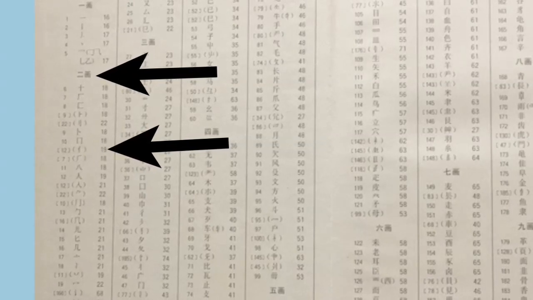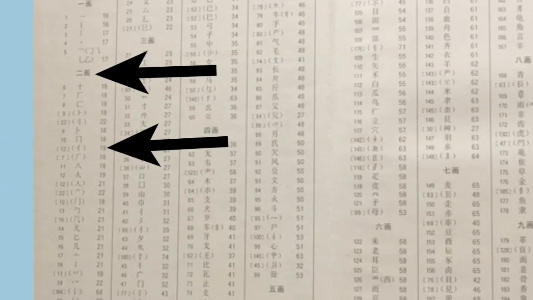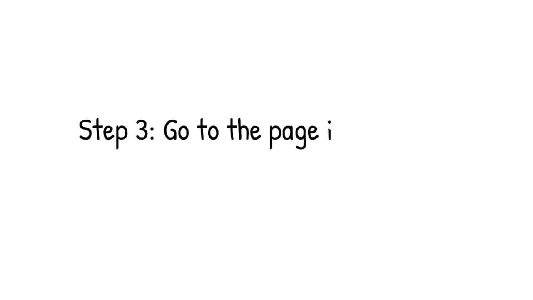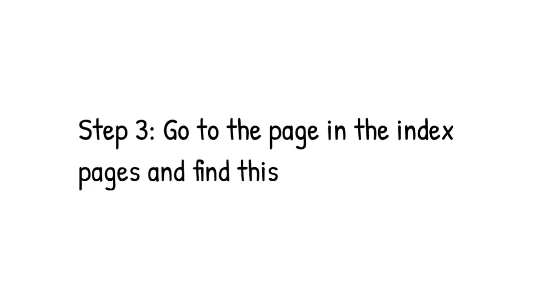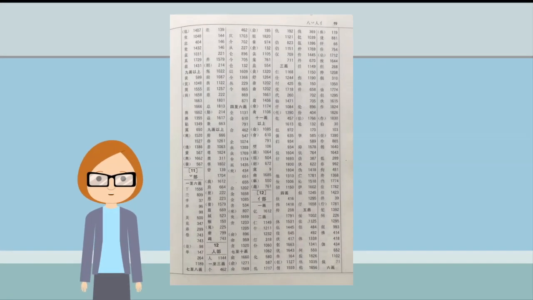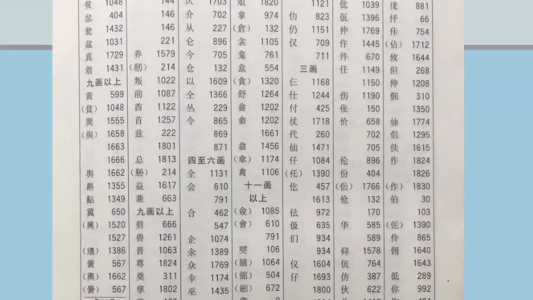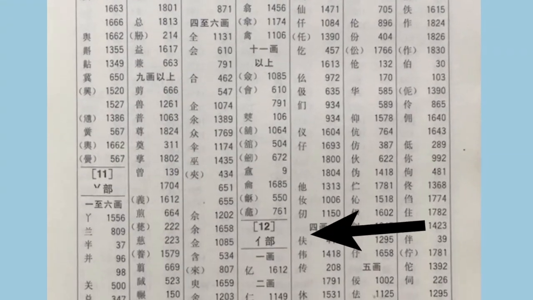It's number 12. This number is in a bracket, which means this bushou has other variations. To the left of our bushou, we read the number 19. That is the page number we're going to next. Let's go to page 19 and find where our bushou is. It's right here.